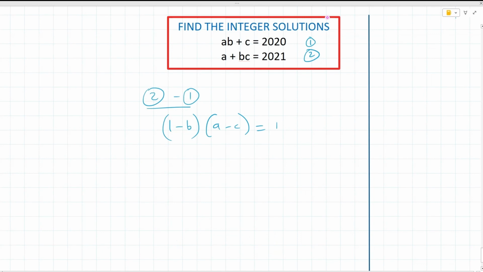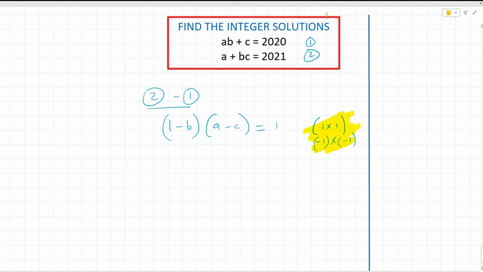Now this is quite interesting because if the 1 is a whole number and we subtract B, which is a whole number, then the result of that is going to be a whole number. And when we do A minus C and both of them are whole numbers, then the result of that is also a whole number. So we have a multiplication here which is equal to 1. And it's a multiplication of two brackets which are equal to whole numbers. Now let's think about factors of 1. 1 has factors 1 times 1, or it can also be negative 1 times negative 1.